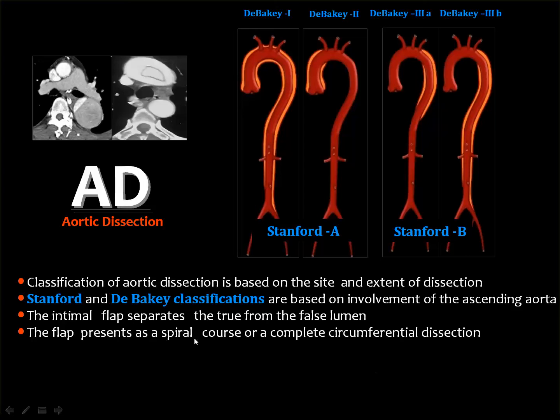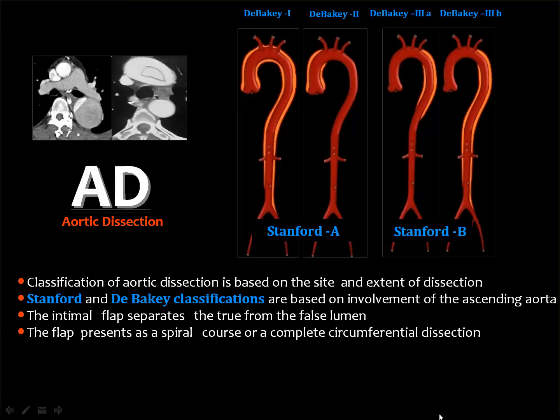is considered Stanford B. But in the DeBakey classification, we have three types. DeBakey 1, the whole aorta. DeBakey 2, the ascending only. DeBakey 3A, the descending thoracic aorta. DeBakey 3B, the whole descending aorta. And DeBakey 3 corresponds to Stanford B. And DeBakey 1 and 2 correspond to Stanford A.